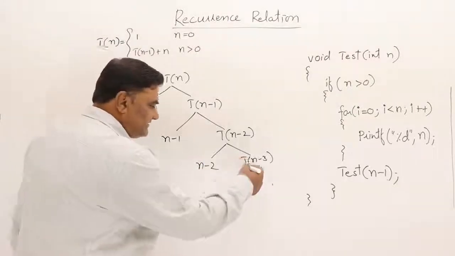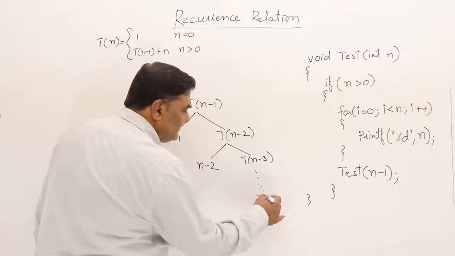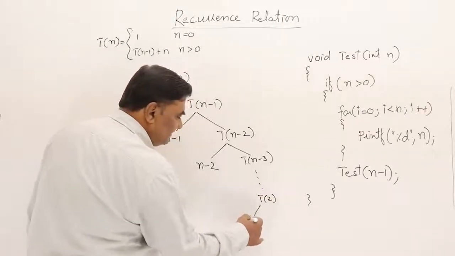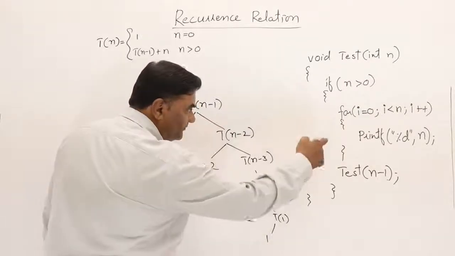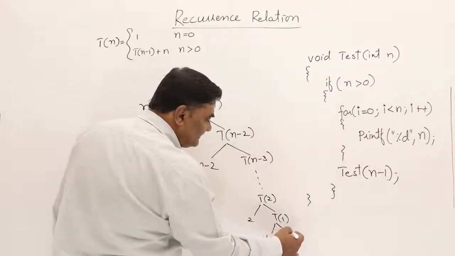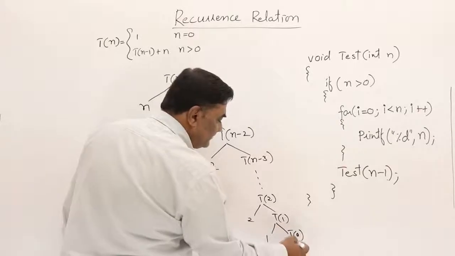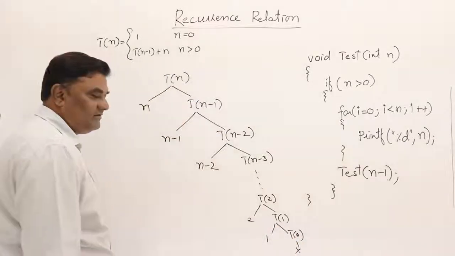So we say that it is reducing up to T2. That time it will print 2 times, and T1. And for T1, that loop will print 1 time, and this is T0. For T0 it does nothing.